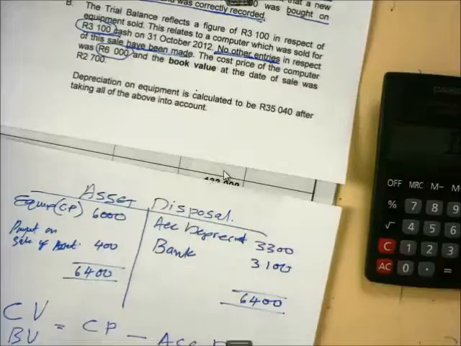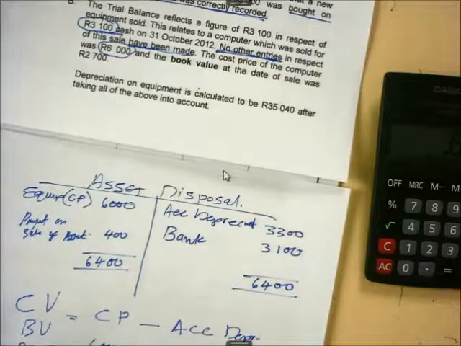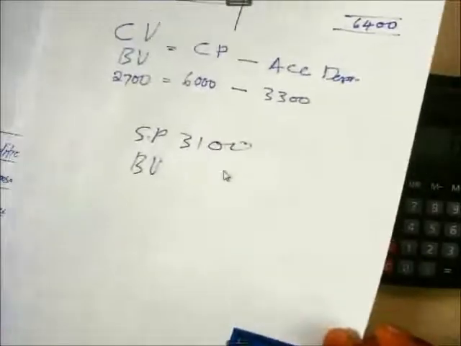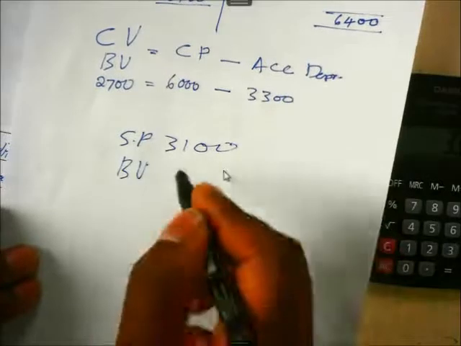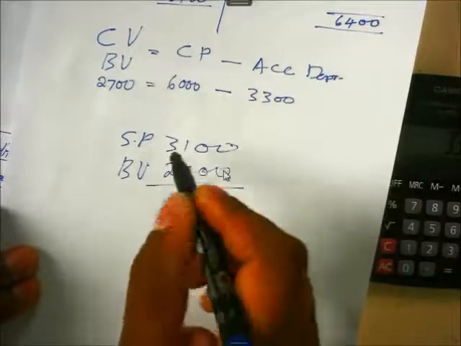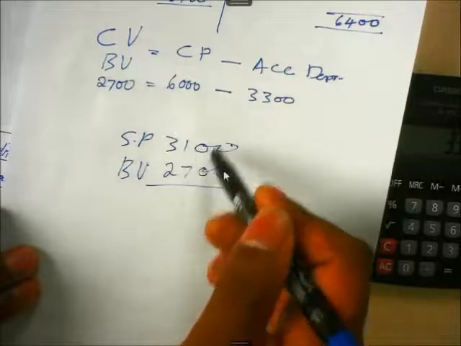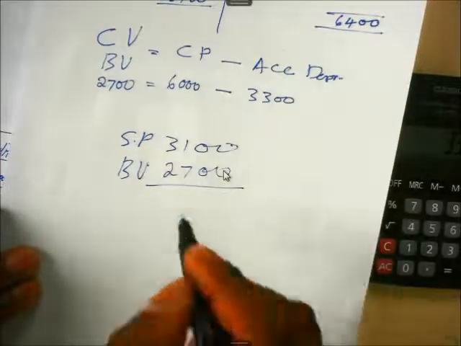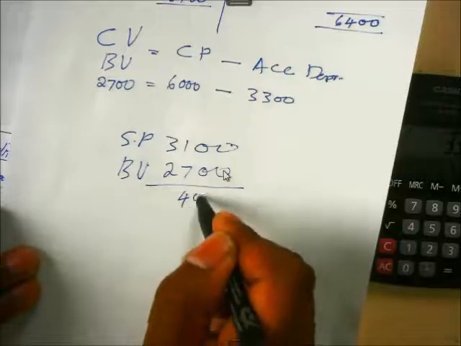Alternatively, what you could have simply done, you say, we sold this for how much? We sold this for 3,100. This is the selling price. What was the book value? The book value was 2,700, which means we sold it for more than its book value, therefore the profit is 400.